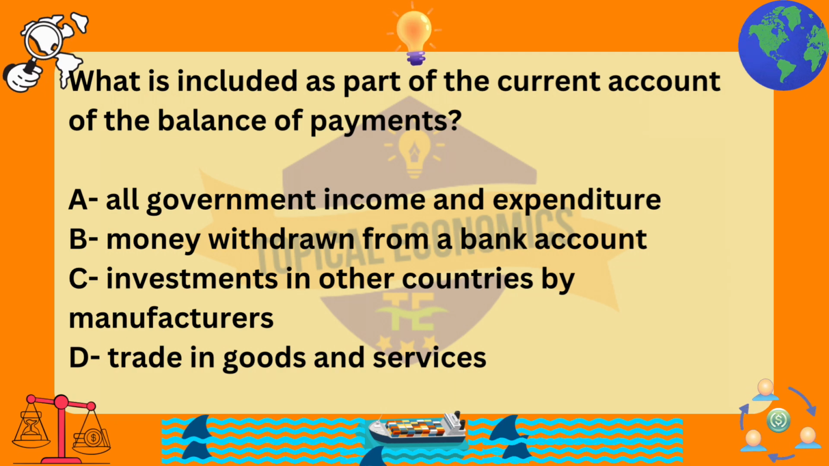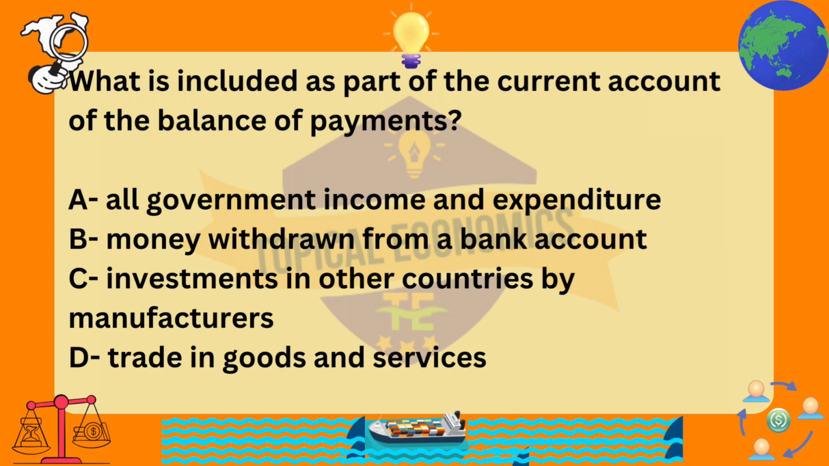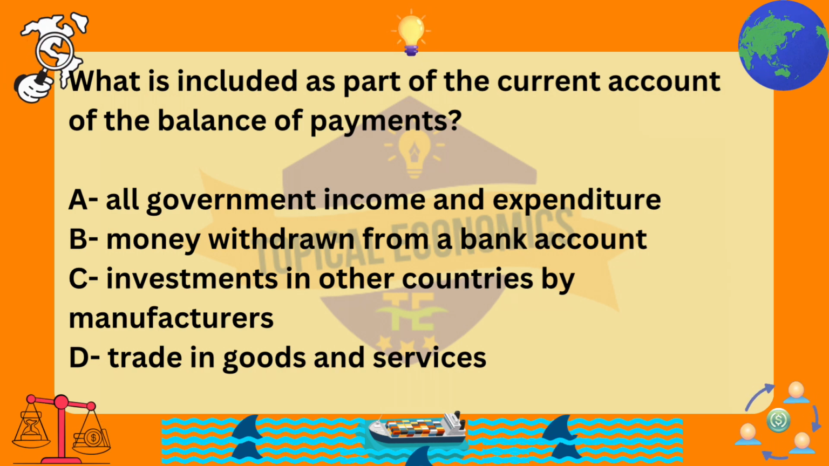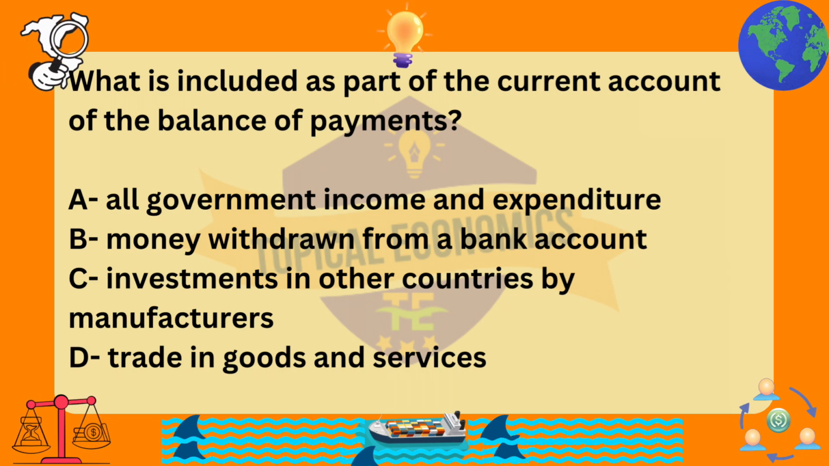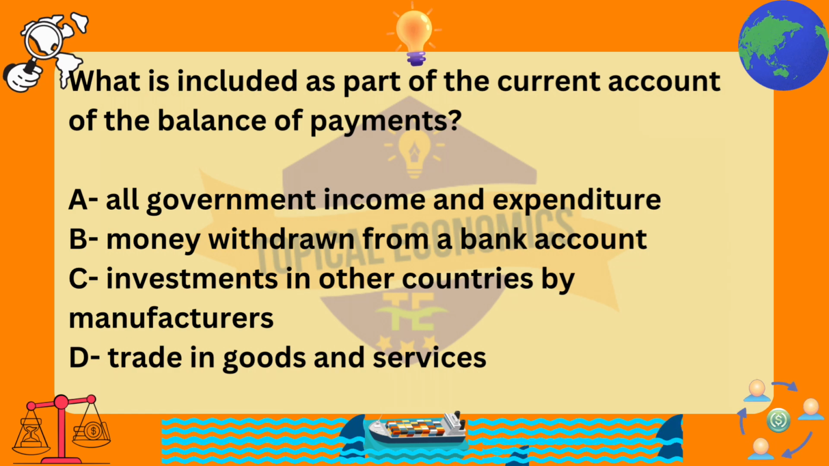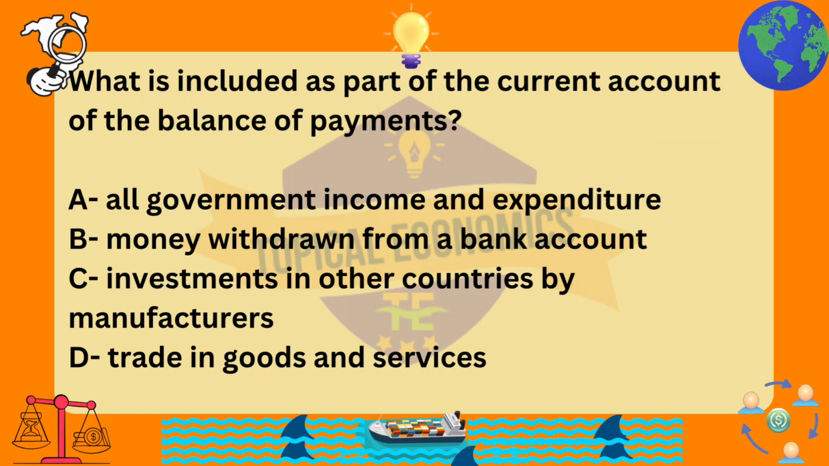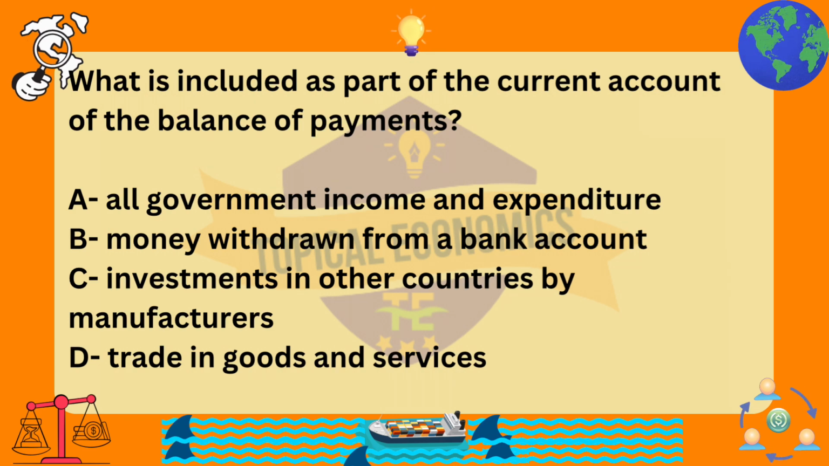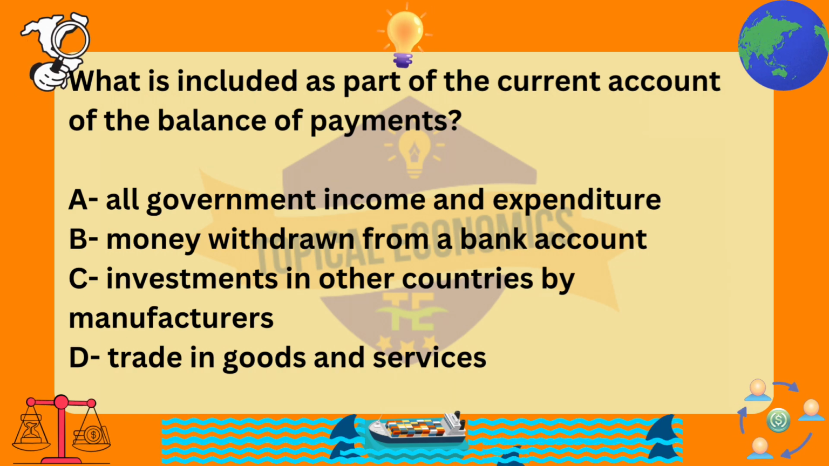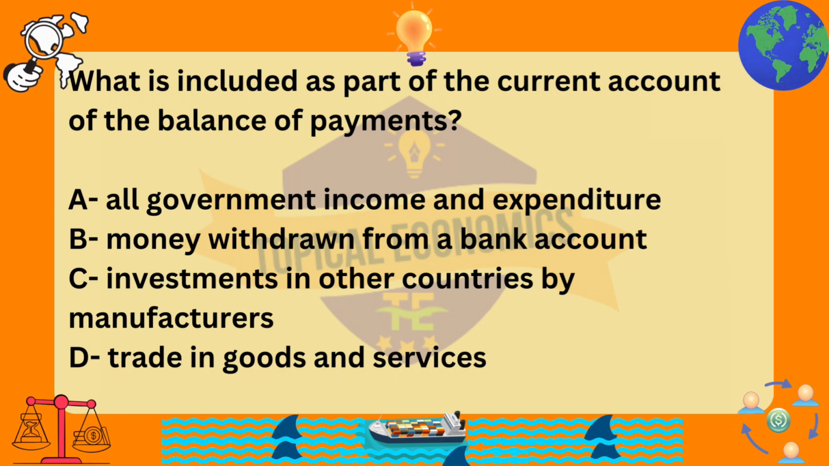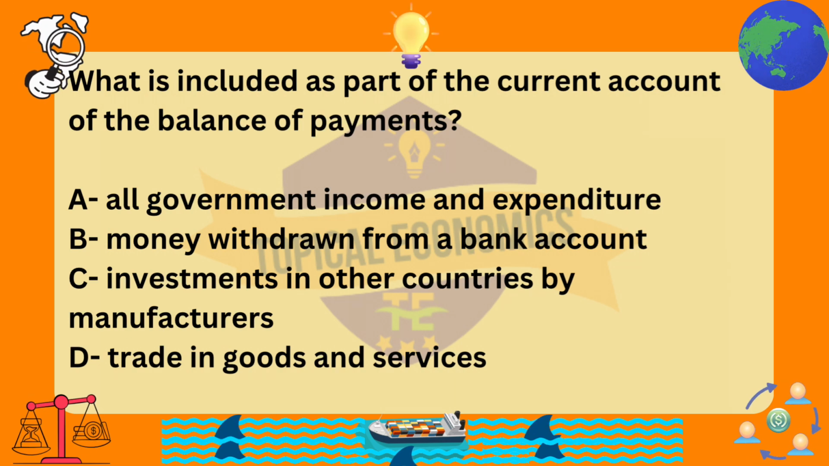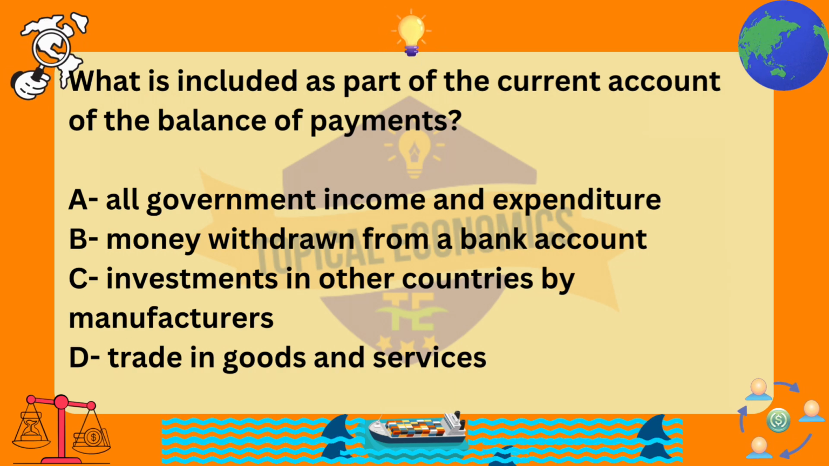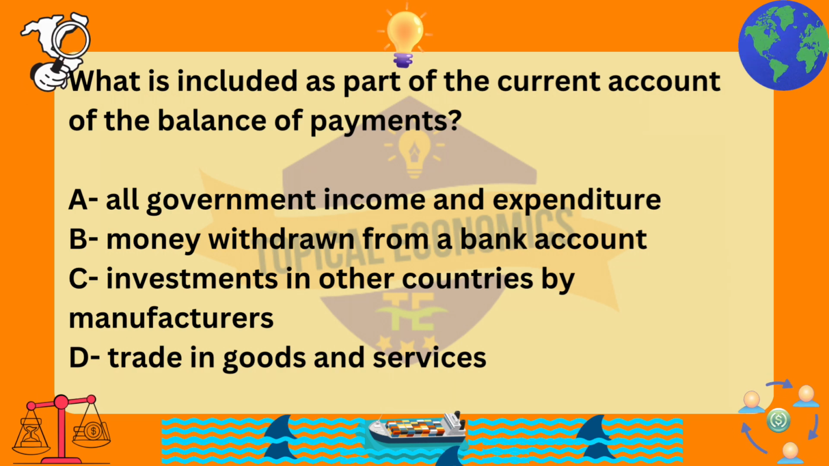The current account of the balance of payments includes transactions that involve the exchange of goods, services, income, and current transfers between a country and the rest of the world. Specifically, it is made up of the following components. First, trade in goods, exports and imports of physical goods, such as cars, machinery, food, etc. Second, trade in services, exports and imports of services, such as tourism, financial services, and consulting.